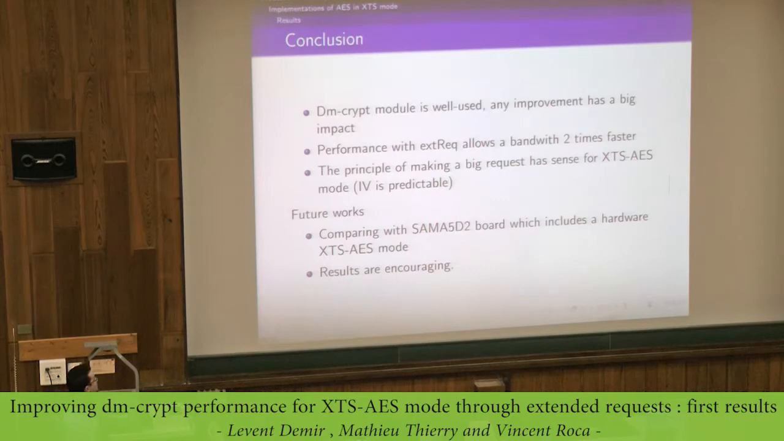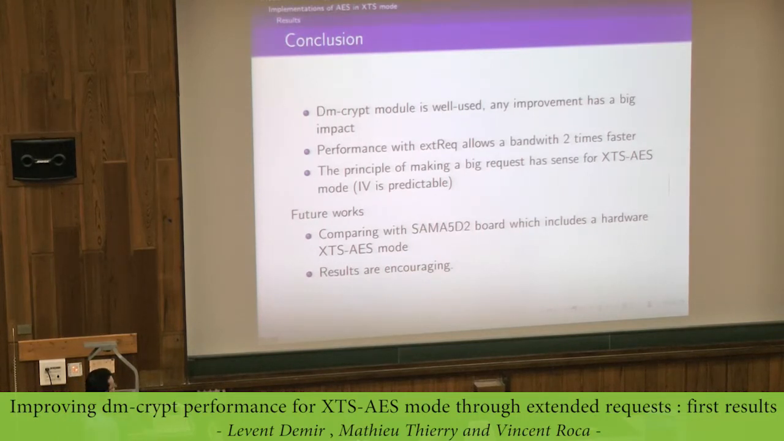So I have finished this. The conclusion: the dm-crypt module, as I have said, is very widely used, and any improvement has a big impact. So XTrack allows us to have a bandwidth 2 times faster. However, we cannot apply this solution to all AES modes. For example, it is suitable for XTS because the IV is predictable and consecutive. However, if you want to use another IV method or another AES mode like CBC, we will not be able to do this work. Or, for example, it is also very suitable for ECB because there isn't an IV at all. That's why it's very interesting to have a big request.